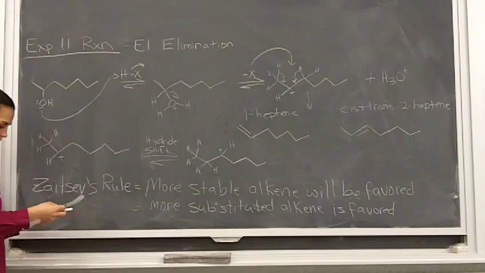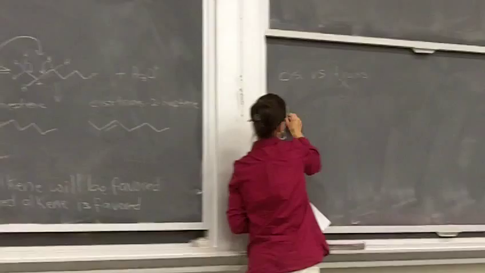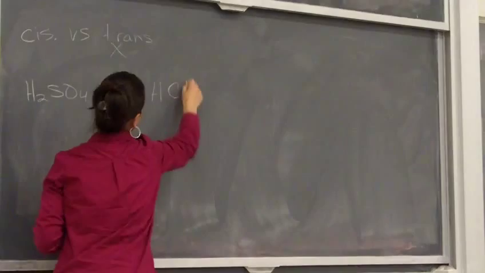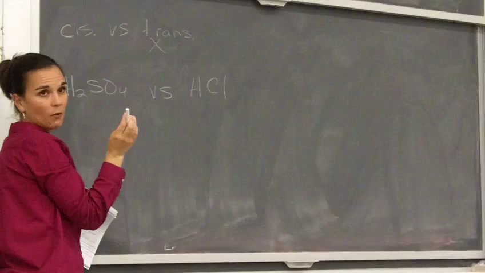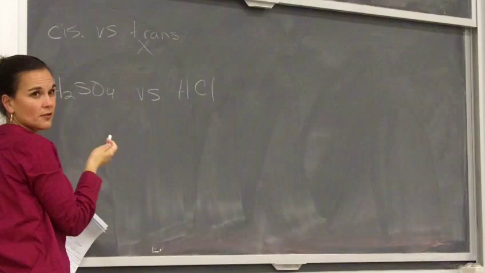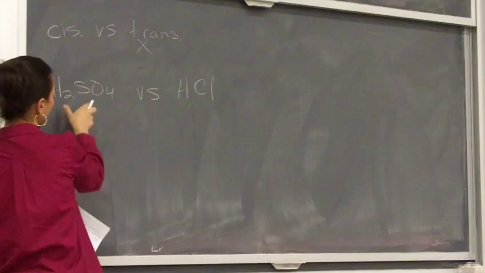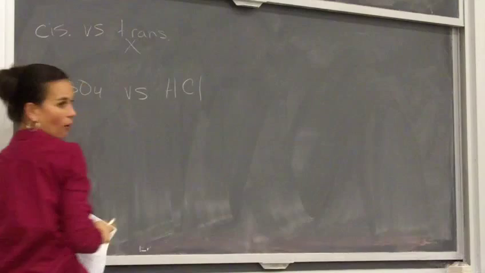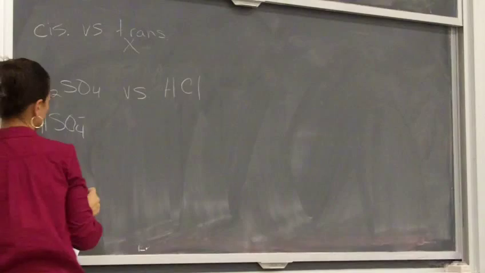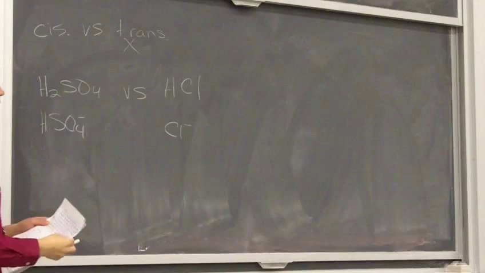Now, we use H2SO4 versus HCl. So we could do this reaction with the same concentration of HCl. That would be just as easy as doing it with H2SO4. But why do we use sulfuric acid versus hydrochloric acid? Non-nucleophilic. Right. The conjugate base, so both of these as acids have equal power in the reaction. The conjugate base, so the HSO4 minus versus chloride ion, this is going to have less power as a nucleophile than the chloride ion.